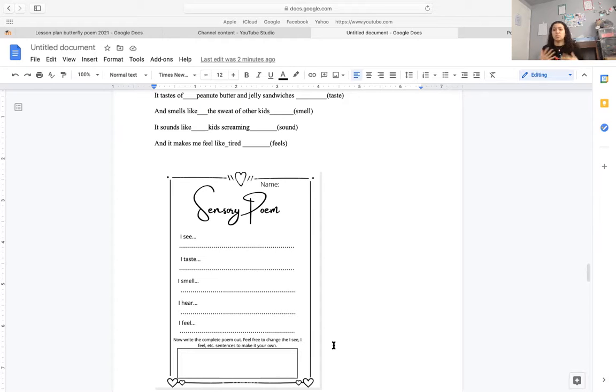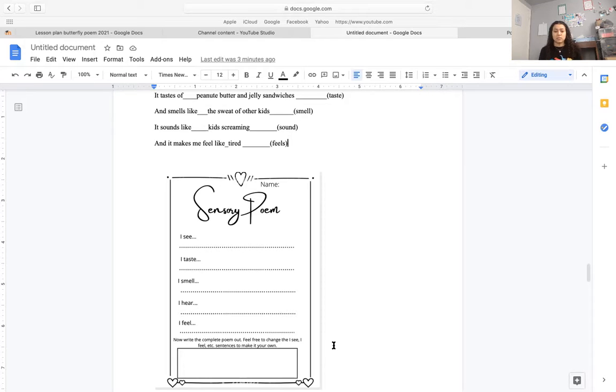So we want to just brainstorm, and then you can pick later on which one you think is going to work best for your poem. So if you want to see, I see the scales on the butterfly. I see 15,000 species of butterflies. I see the butterfly sipping nectar. List a couple things out. And later on, you can go back, like I said, and choose which ones work best and continue on like that. So go, I taste.